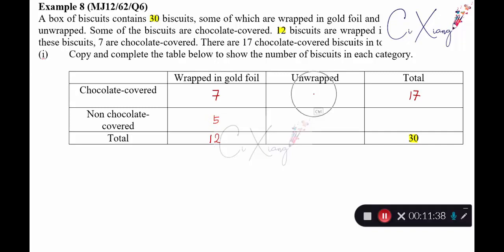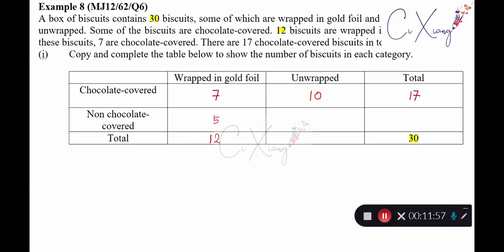At the same time, when you have a total of 17 chocolate covered biscuits, 7 of them wrapped in gold foil, how many of them are unwrapped? You'll get a 10, which means 7 plus 10, you get 17.